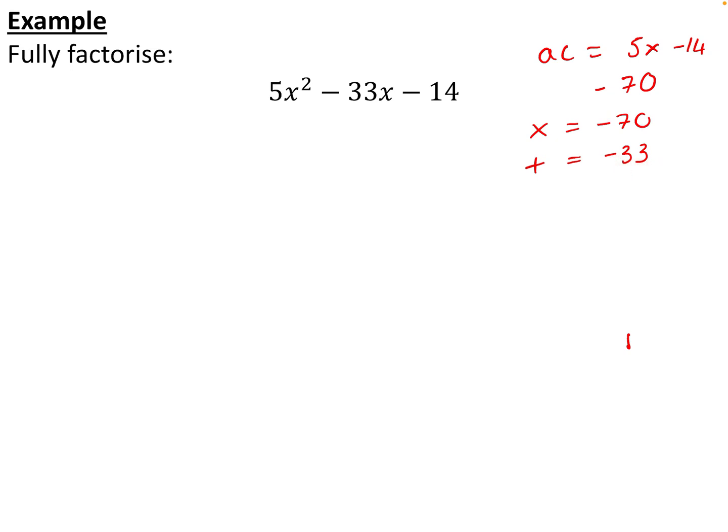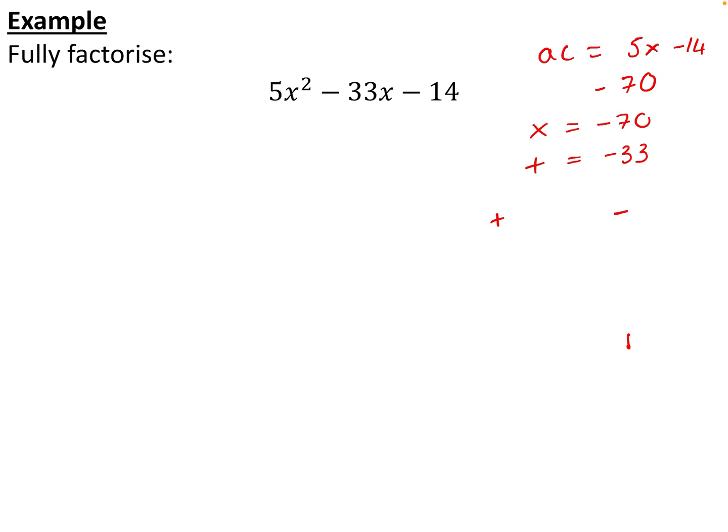So I want them to multiply to give me AC, but add to give me negative 33. Now, because this term here at the end of AC is negative, it's also negative here, that means one of my numbers is going to be positive and one of them is going to be negative. I want them to multiply to give me negative 70 and add to give me negative 33.